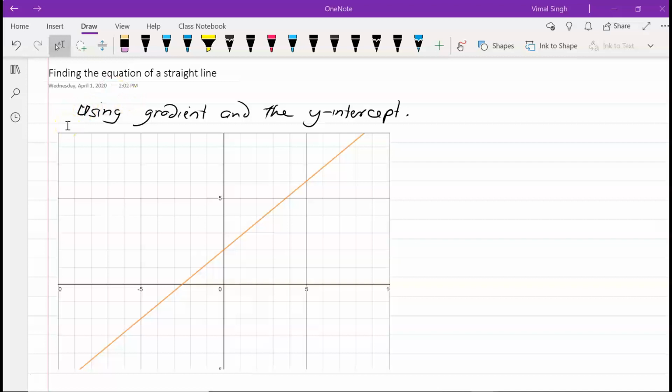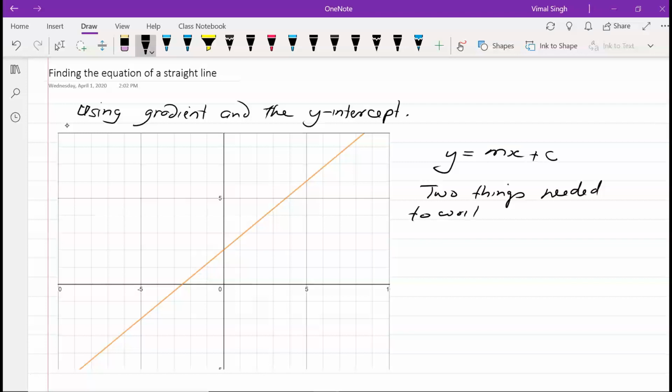The equation of a straight line is given as y is equal to mx plus c. So there are two things we need to actually write the equation of a straight line. Sorry, I'll rewrite these: two things needed to write the equation. And the two things are, one is the gradient and the other one is the y-intercept.